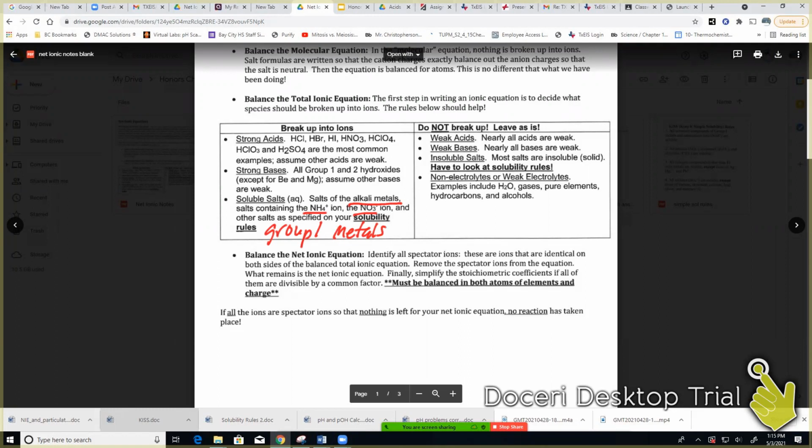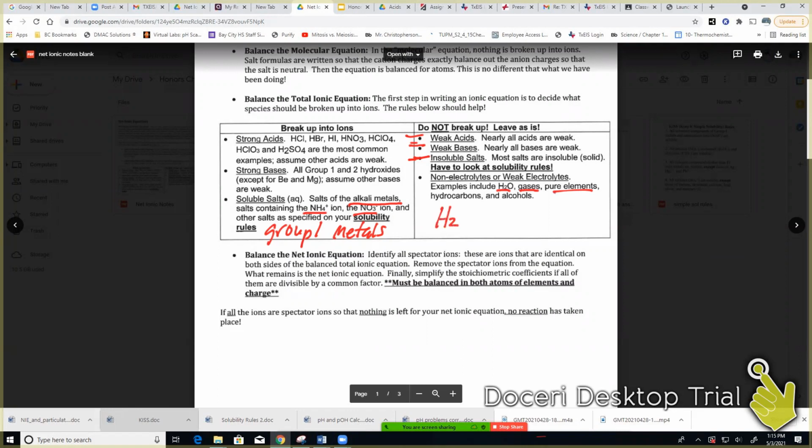The ones that do not break into ions that you're just going to leave as compounds are weak acids, weak bases, and insoluble salts. Once again, that comes from your solubility rules. And then non-electrolytes or weak electrolytes. Those are water, gases, pure elements, hydrocarbons, and alcohols, although we will not do many of those, or probably won't do any of those.